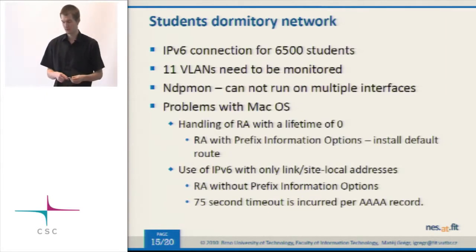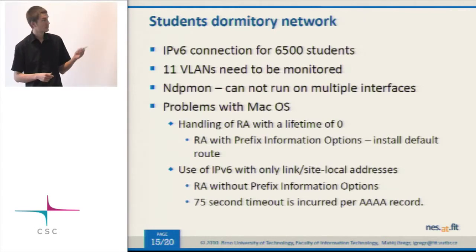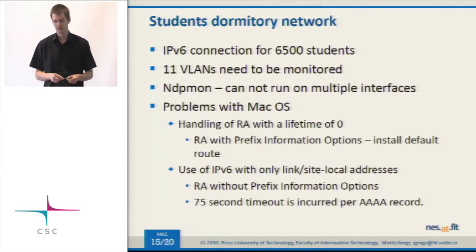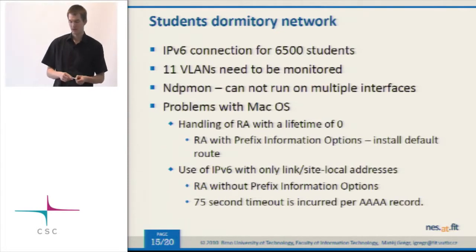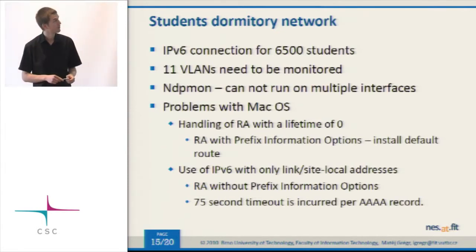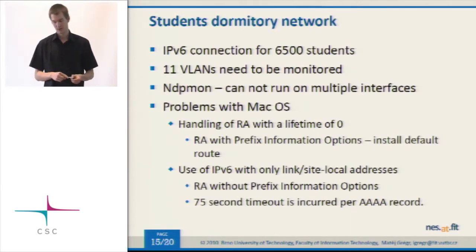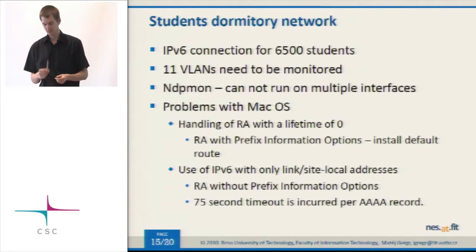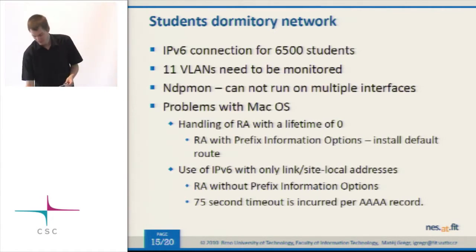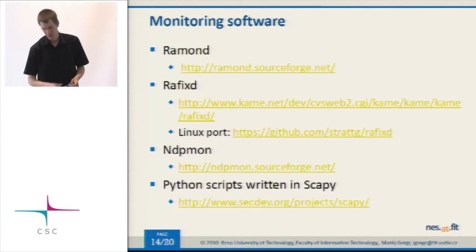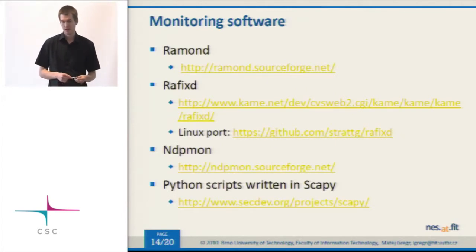So this is our network, a student dormitory network with around 6,500 students. We have to monitor 11 VLANs. There are several problems connected with it. These tools, Ramond and Rafix, are useful just for unregistered routers.